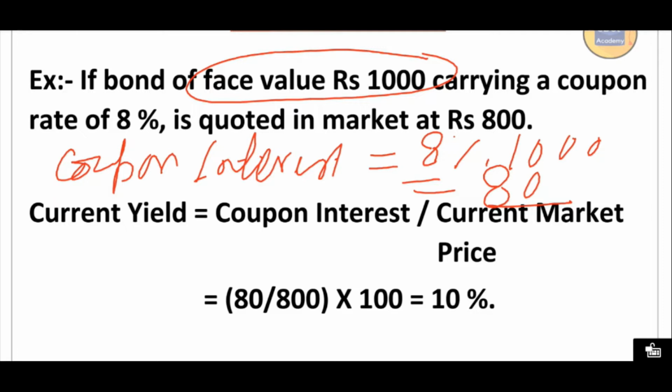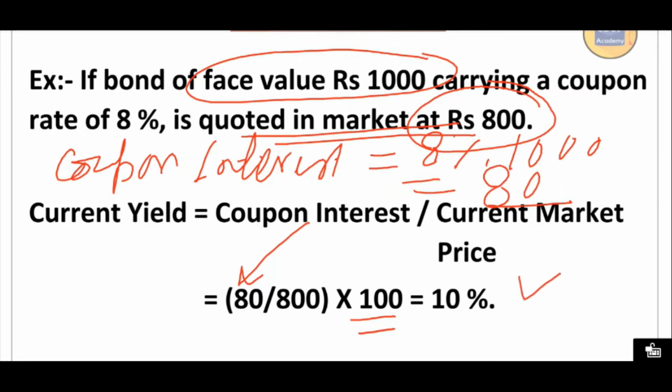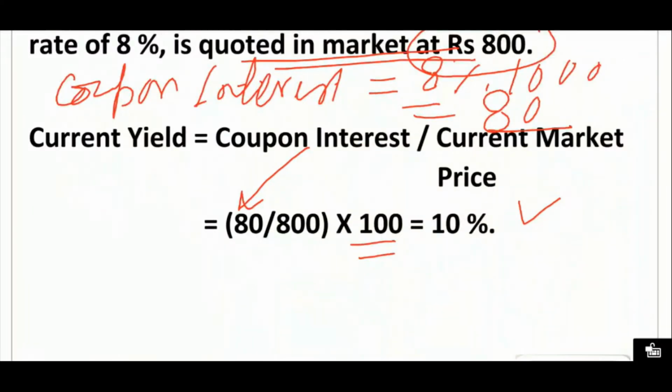So what is the formula here? I wrote the formula once again here. Current yield equals coupon interest divided by current market price. What is the coupon interest? 80 rupees, I calculated here. And what did we divide by? We divided by 800 rupees, because this is the market rate. So 80 divided by 800 into 100. If you want to convert into percentage, multiply with 100. So we got 10%. So this is the current yield. Current yield is coming as 10%.